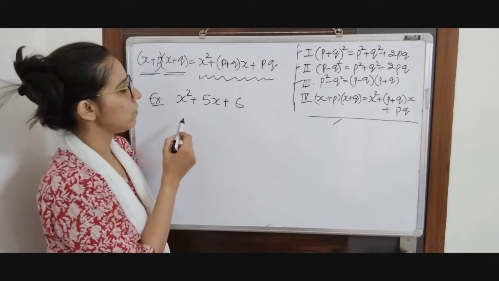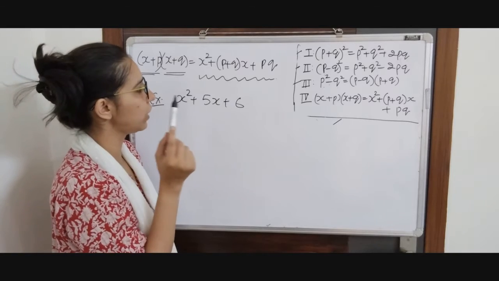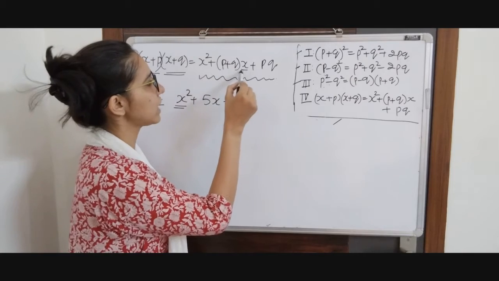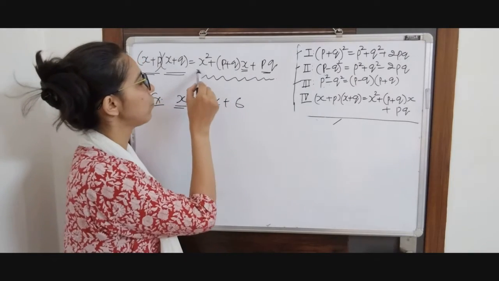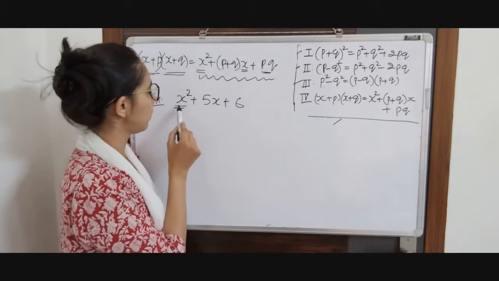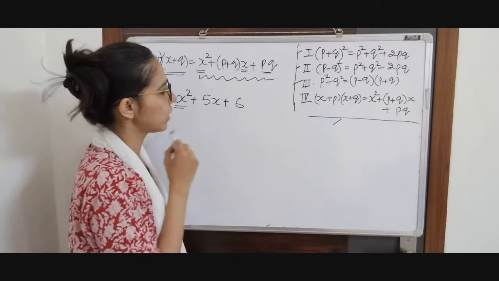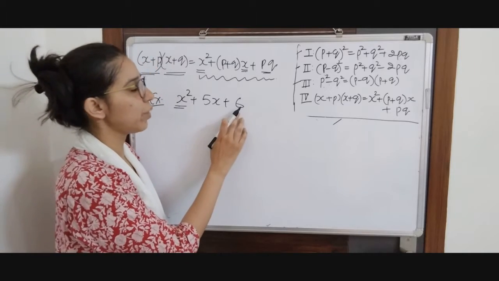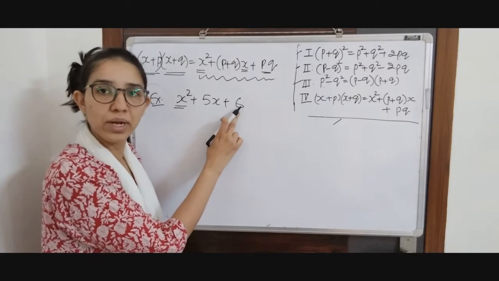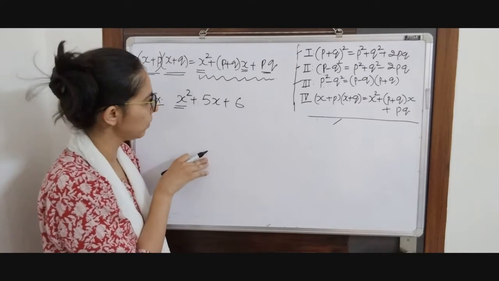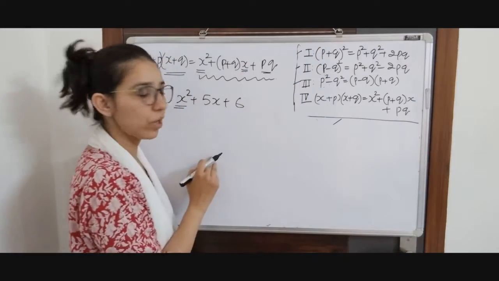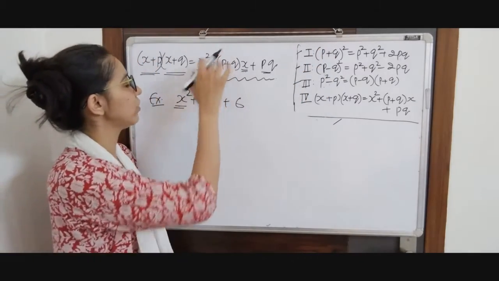How will we check what identity we have to use? There is x square, then we have one x term and then a known term. So one x square, one x, and a known term. In this identity, this number is usually not a square number. It can be a square number, but it is usually not. If it is a square number, we can use this or this identity. So for a non-square number, we are using this one.